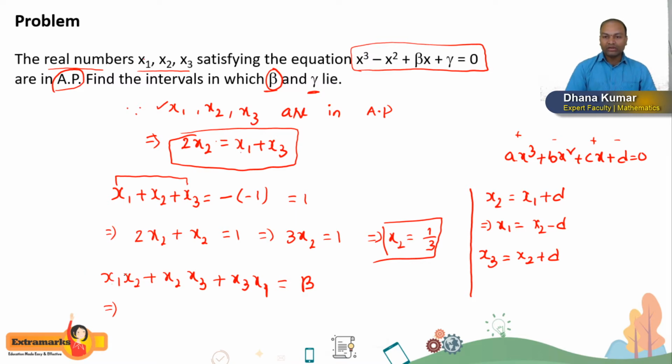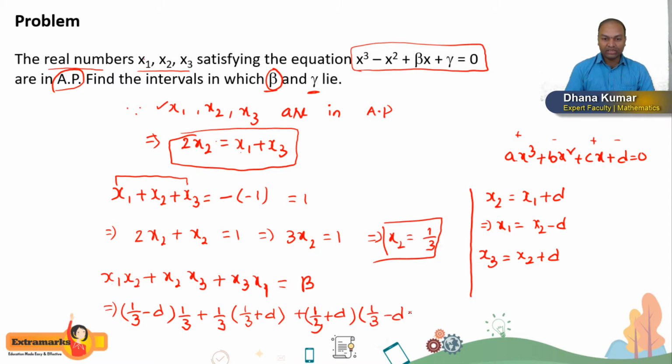Now substitute x1. x1 is x2 minus d. But x2 is 1 by 3. So x1 is 1 by 3 minus d, and x3 means x2 plus d, that is 1 by 3 plus d. Then the sum x1 x2 plus x2 x3 plus x3 x1: x1 x2 is 1 by 3 minus d into 1 by 3, plus x2 x3 is 1 by 3 into 1 by 3 plus d, plus x3 x1, that is 1 by 3 plus d into 1 by 3 minus d, is equal to beta. Okay, simplification you see here.